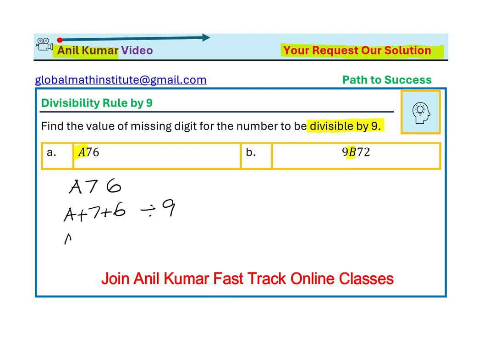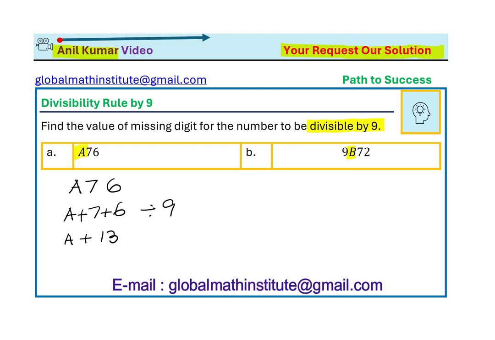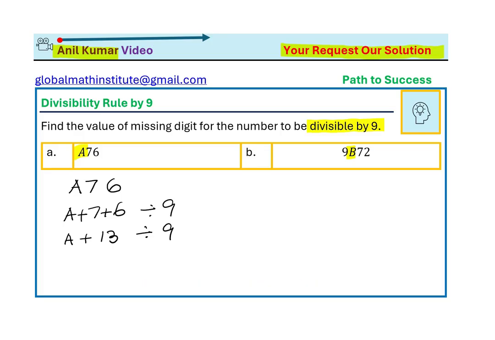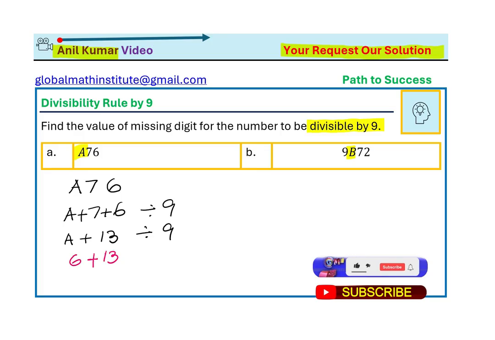7 plus 6 is known to us, which is 13, right? So that should be divisible by 9. Now, if 13 is divisible by 9, what is the value of A? That is your question, correct? So A could be 6, for example, because 18 is divisible, right? So one option is A is 6. That could give me the solution. 13 plus 6 is definitely 18, and that should be divisible. So we get one option, which is A is 6.